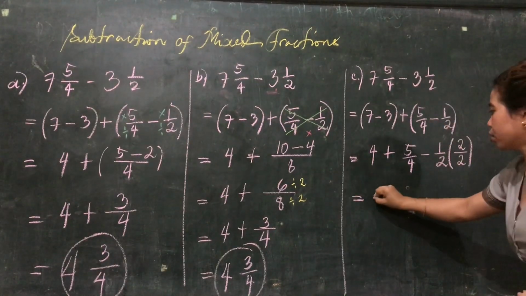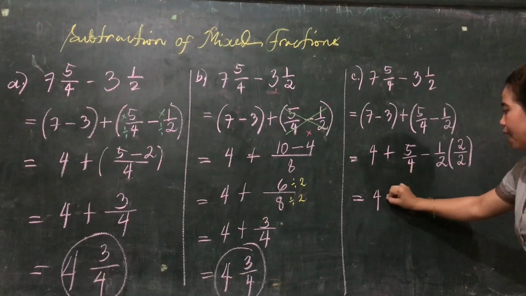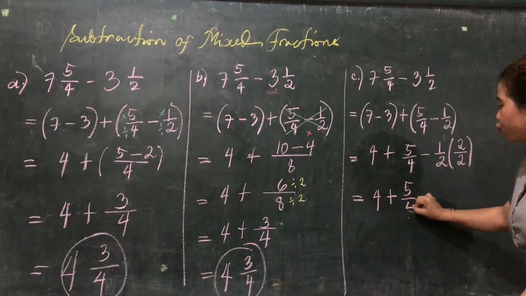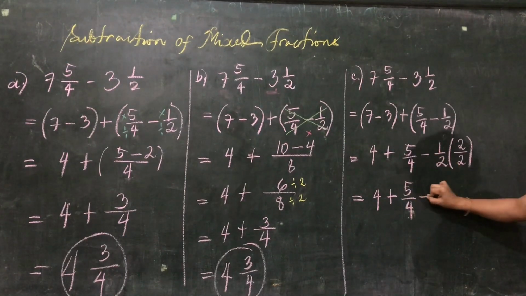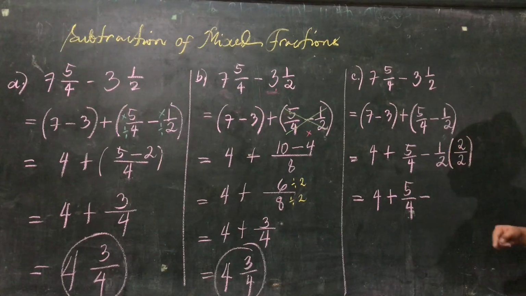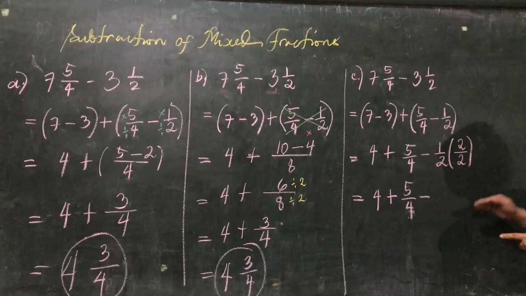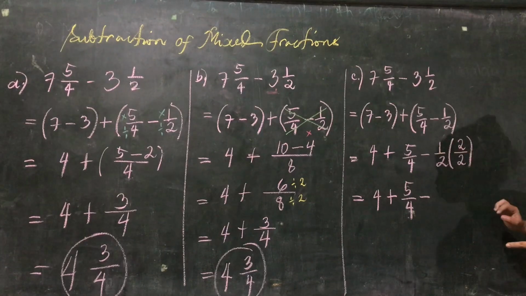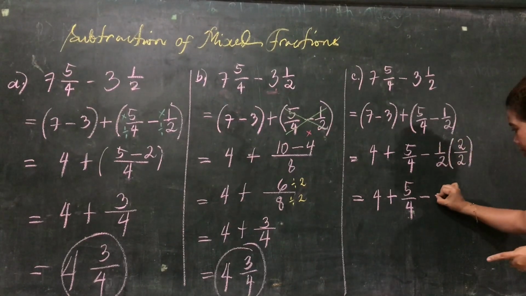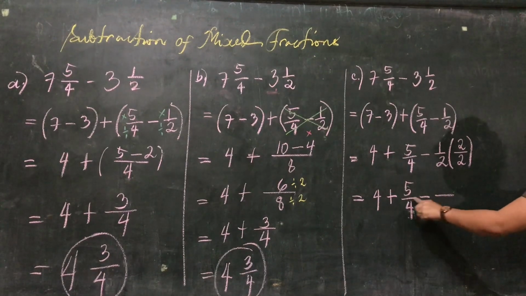Equals. Copy the 4. Copy the plus. Copy this, you have 5 over 4. And then copy the minus. And take note, parentheses is a symbol for multiplication. So we multiply these two fractions: numerator times numerator, denominator times denominator. Put a bar in the middle.